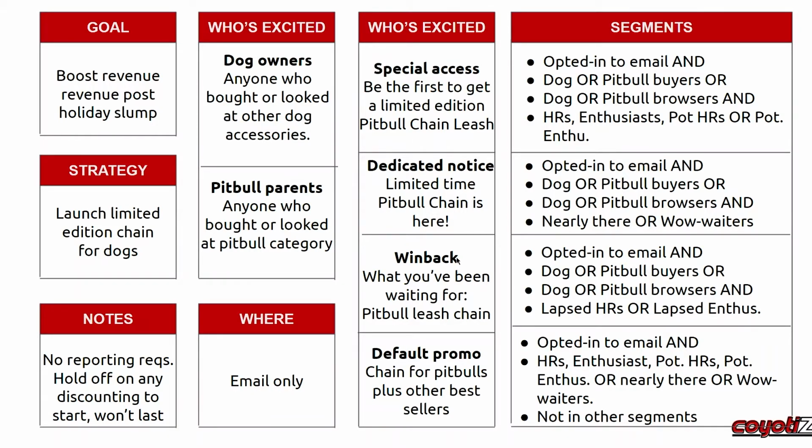Now the win back. Basically, going to that yellow category would be everybody for whom the subject line would be, like, wow, you've been waiting for the pitbull leash chain. This is the subject line for our win back segment. In terms of segmentation here: opted into email and dog or pitbull buyers, or dog or pitbull browsers, and lapsed high rollers or lapsed enthusiasts. So basically, everybody who is in that yellow quadrant.